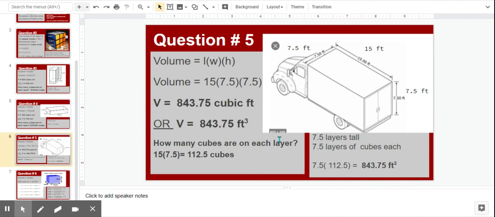Remember the visual of thinking about the Rubik's Cube where you can see the cubes, that visual. Here we can't see them, but that's what volume means, the cubes that fill up the space, whether we can see them or not. The measurements we're using in calculating how many could fit in there. 843.75 feet cubed.